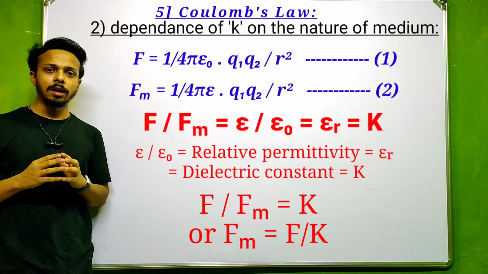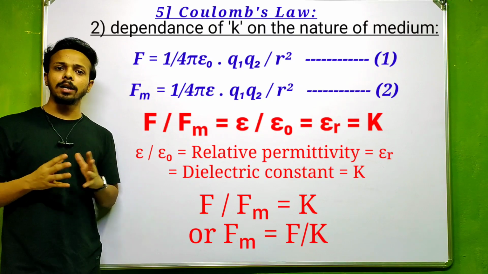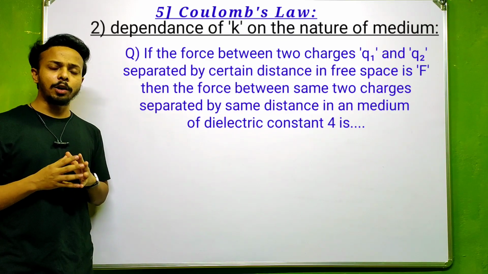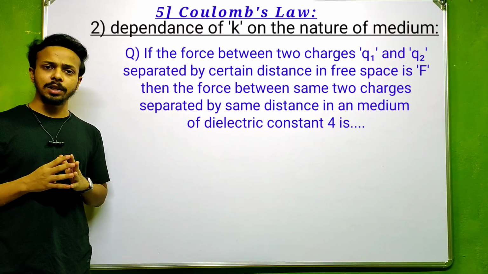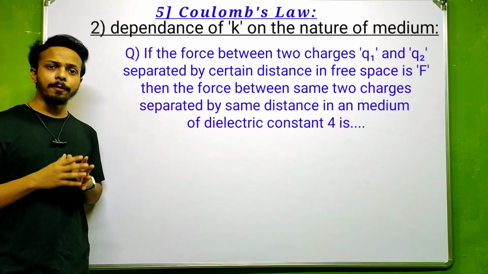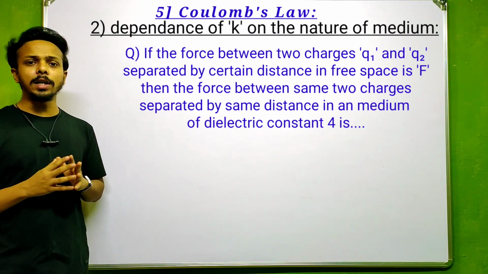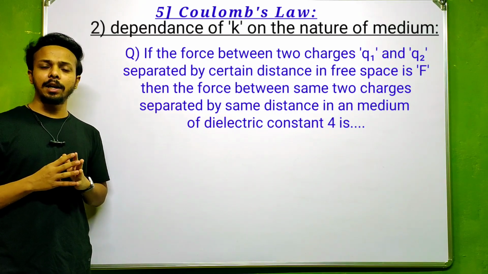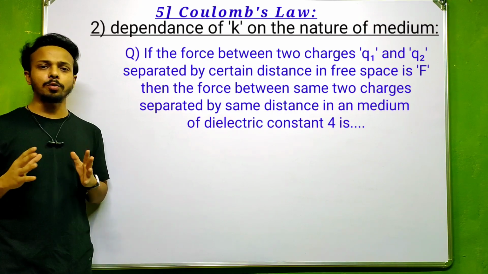Is that clear, guys? So from this equation you might get a problem like this. Suppose the force between two stationary point charges Q1 and Q2 separated by a certain distance in free space is found to be F. Then what is the force between the same 2 point charges separated by the same distance in a medium of dielectric constant 4? How will we find the solution? It is quite simple, guys.